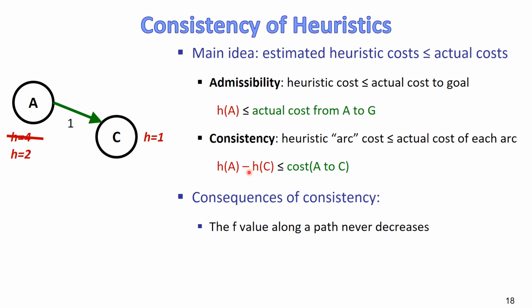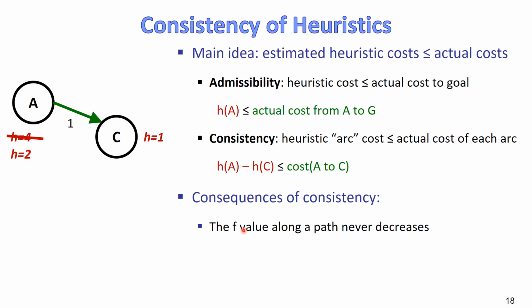If we maintain consistency for every edge, then the F value along a path will never decrease. What is the F value? The F value is the total cost. Remember, in A star, we compute for every state the total cost, which is the backward cost plus the forward cost. If the heuristic is consistent, which means that every edge is consistent, then the estimated values at every state as we go along a path will never decrease.